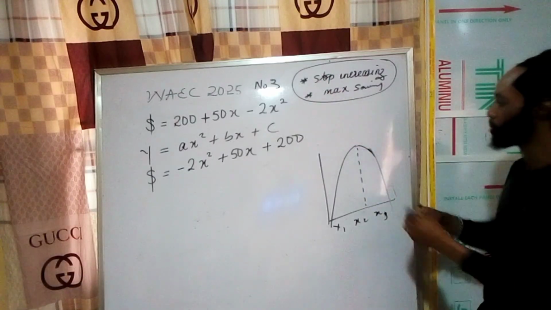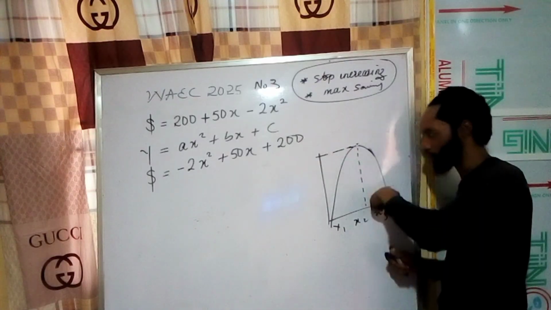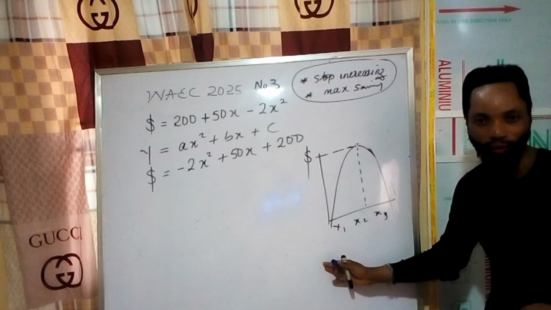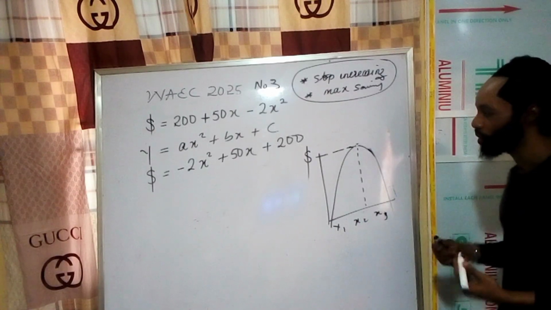The second one, they say, find the maximum saving. This is the maximum saving. This is the highest point. After the highest point, it starts dropping. So this is the maximum saving in dollars, where this is your y axis and this is your x axis. x is the number of months. That's what they're asking us.